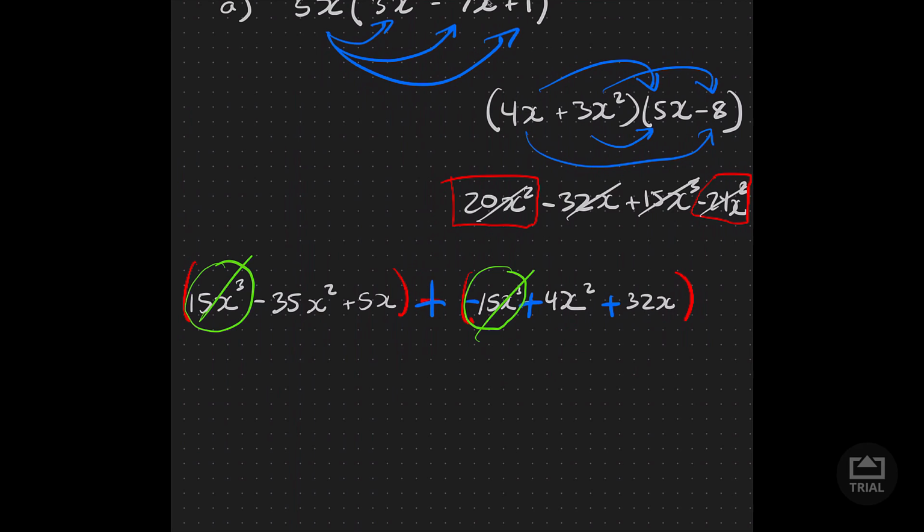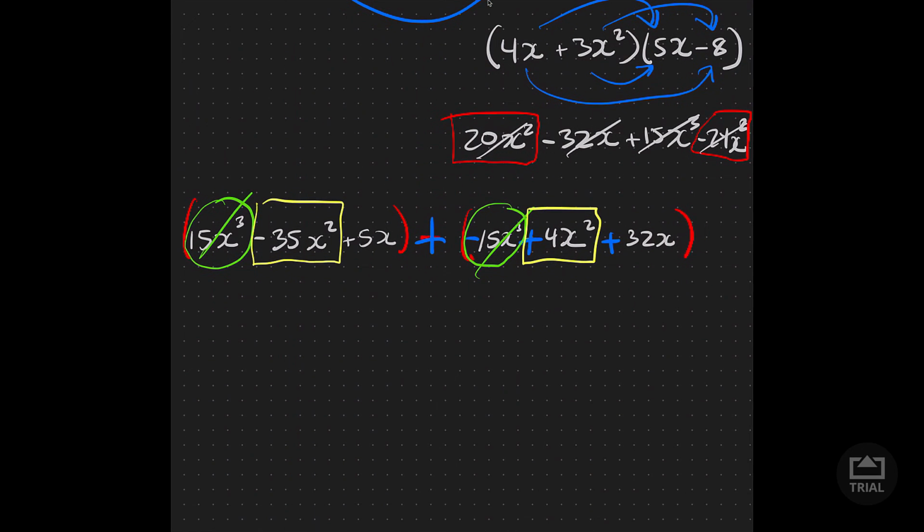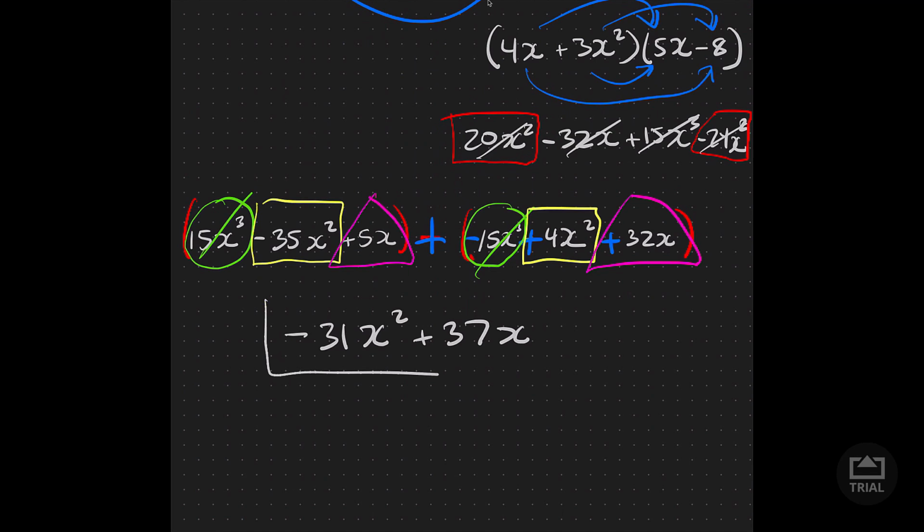We're going to move on to the degree 2, and I have a negative 35x squared and a positive 4x squared, and when I combine those two together, I'm going to have a negative 31x squared. Finally, on the end, I have a 5x, and on the other side, I've got a 32x. Combined together, those will become 37x, and that is our final answer.